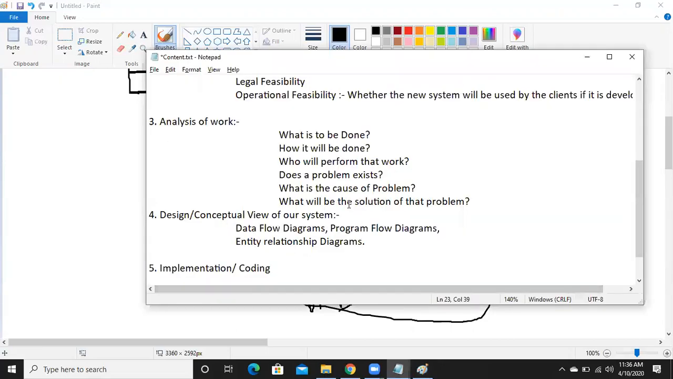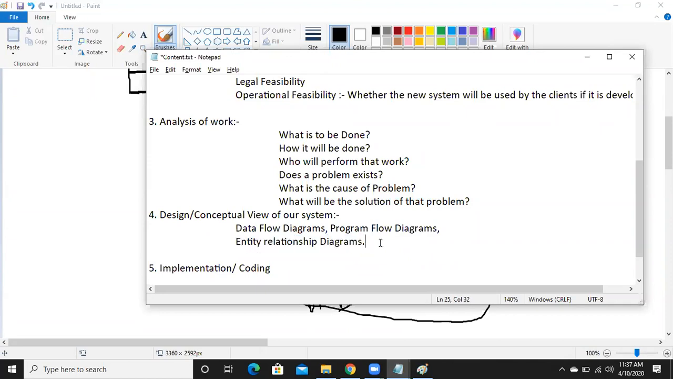Alright, so data flow diagrams are basically used in this designing step. The other one is the program flow diagram. There is a difference between a program flow diagram and a data flow diagram, right? The other tool which we are going to use in the conceptual view, or the conceptual design, right?